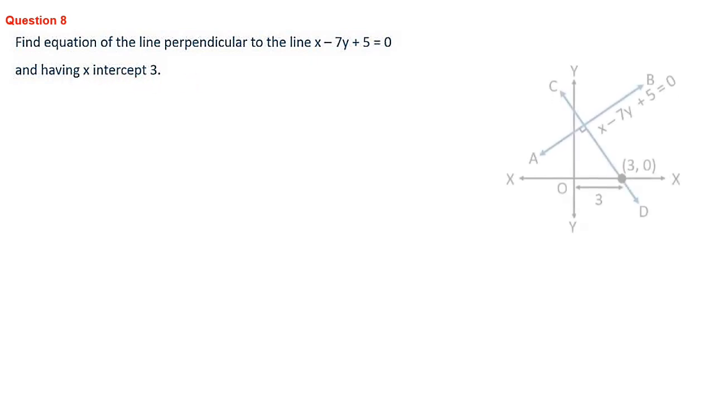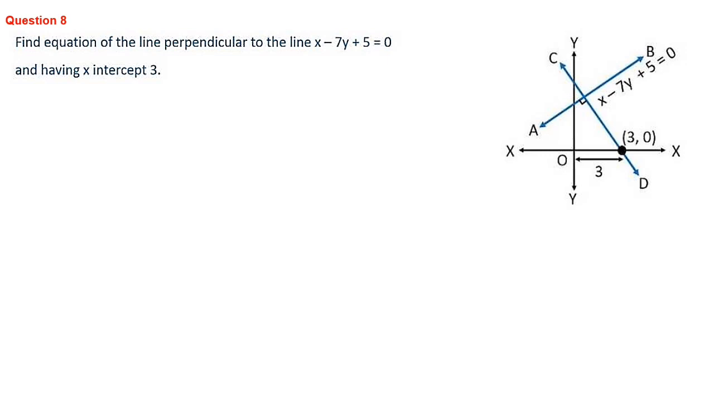So let's visualize the question. There is a line AB and CD, and the x-intercept is given to us. X-intercept is this one, the line which is meeting the x-axis, that is (3, 0). And a given line, that is x minus 7y plus 5 is equal to 0. Since both the lines, required line and given line, are perpendicular, their product of the slopes will be minus 1. That is what we have to use as the condition here.